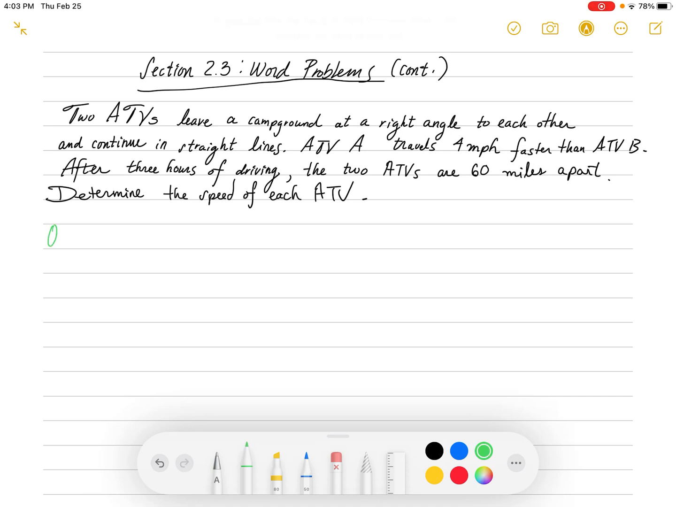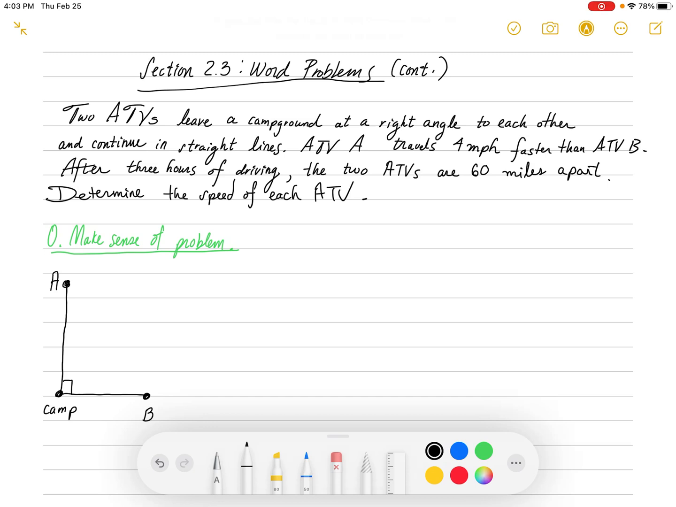Okay, so let's make sense of this. So we have a campground, right? ATV A is going in one direction at a 90-degree angle to ATV B. There will be B, and A is going to be going faster, so A gets a little farther, right? ATV A gets farther than B.